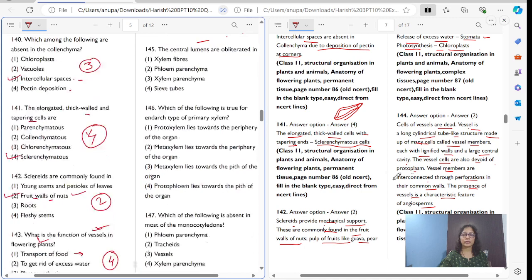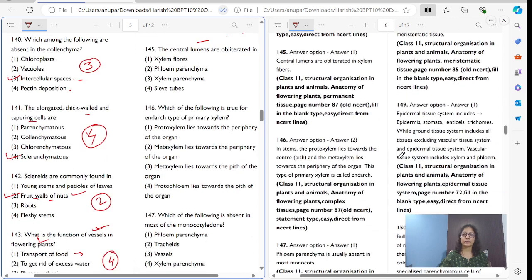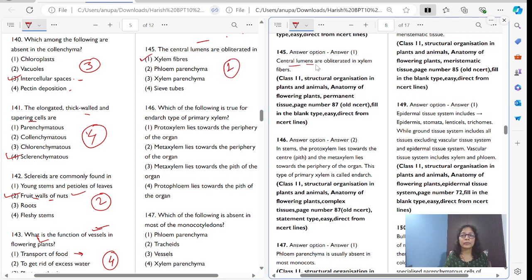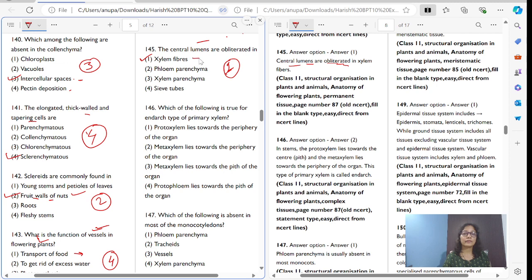Now let's move to the next question, that is question number 145. It states that the central lumens are obliterated in. Option number 1 is xylem fibers, phloem parenchyma, xylem parenchyma, or sieve tubes. The answer is option number 1. In xylem fibers, the central lumens are generally obliterated, meaning the walls are very thick, and because of this the lumens are obliterated. Hence, the answer for this question will be option number 1, xylem fibers.